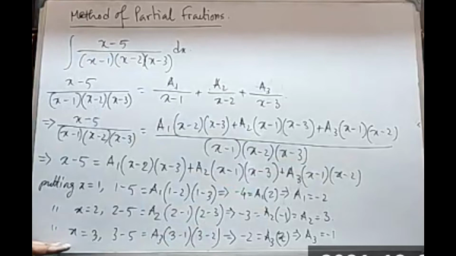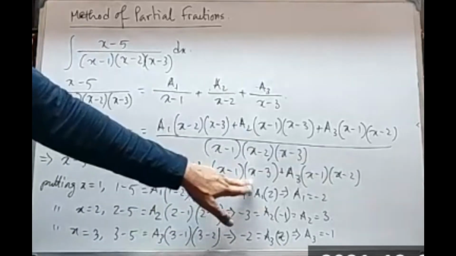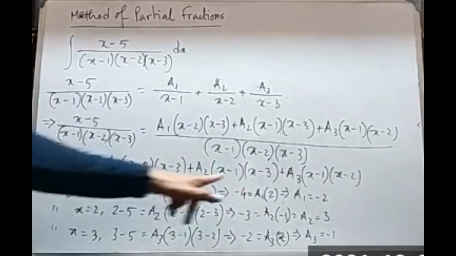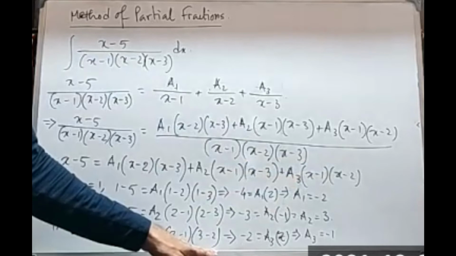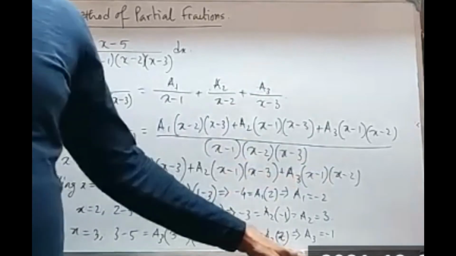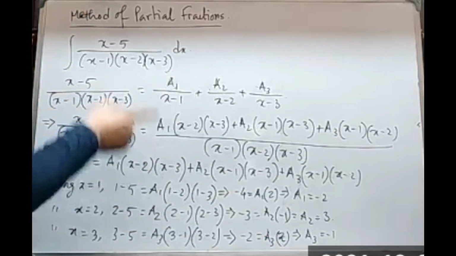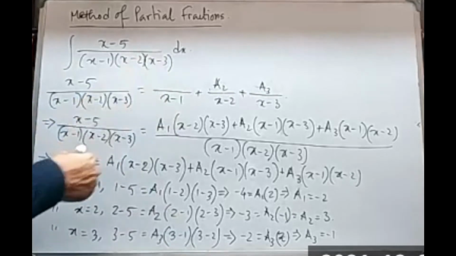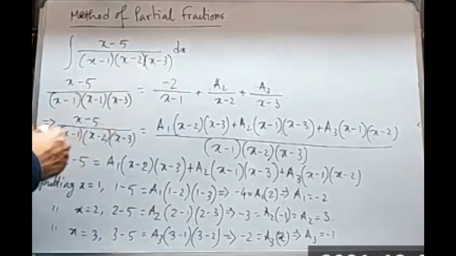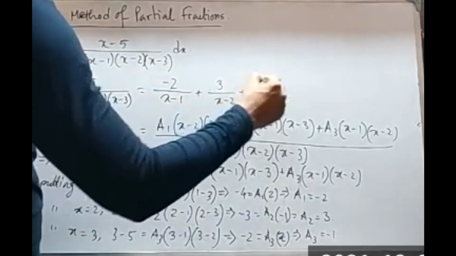And the third one, putting x equals 3, x minus 3 is in these two terms. So putting x equals 3, these two terms will vanish, the third one will be there. So 3 minus 5 equals this. So from here we are getting the value of a3 as minus 1. So now we can put these values here in this line. I'm just writing it separately. So the value of a1 is minus 2, value of a2 is 3, value of a3 is minus 1.